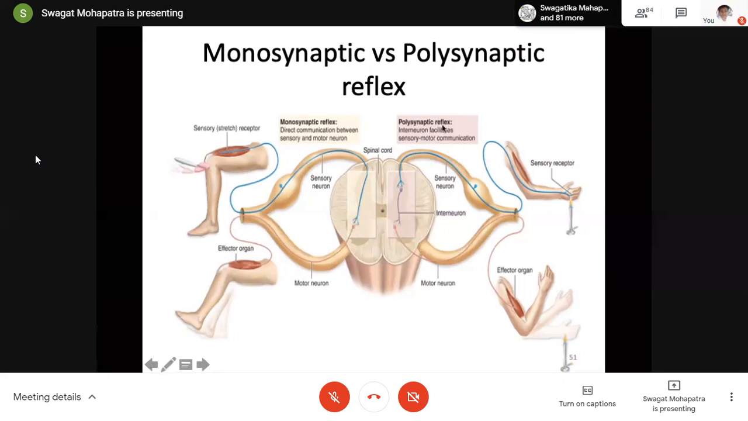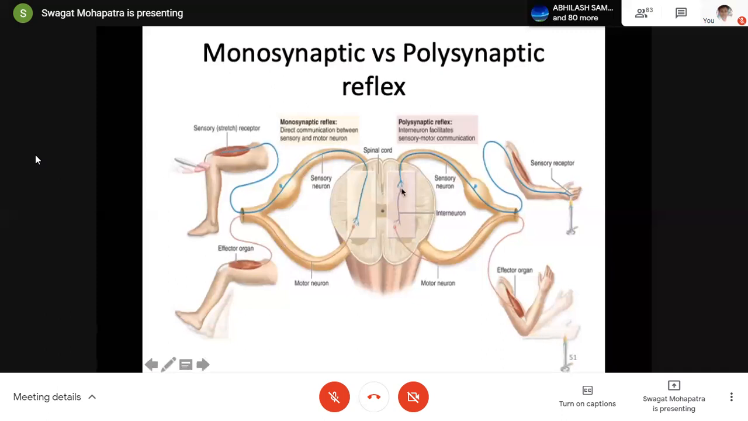But polysynaptic reflex, suppose you are touching a hot object, you immediately withdraw your hand. That is the case of a polysynaptic reflex. You can see the blue lines, they are coming like this. These are the sensory neurons. This is a pseudo unipolar neuron present at the level of dorsal root ganglion. Then they are moving through the dorsal root of the spinal cord.